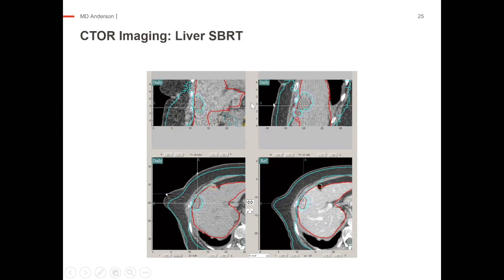So the top panels, as well as the left on the bottom, these are our daily CT images of the patient. And we have some of the contours on. So you can see the body outline and the liver outline, and there's a little bit of a deformation there. This is a target. And then you can also see in the bottom right pane, this is our simulation image, our reference image. And it's actually really good image quality. We're able to see this liver lesion pretty easily as well as localize it.